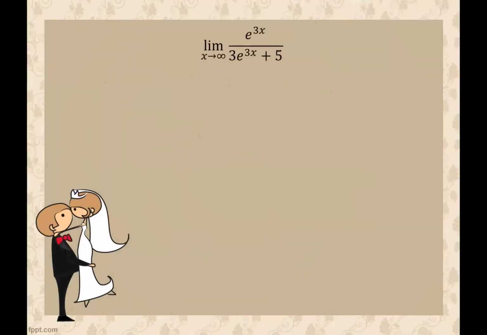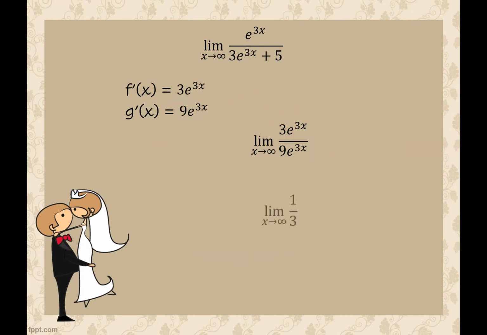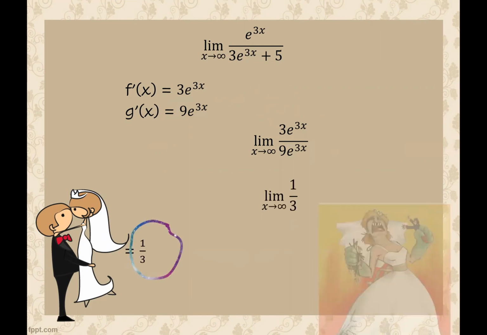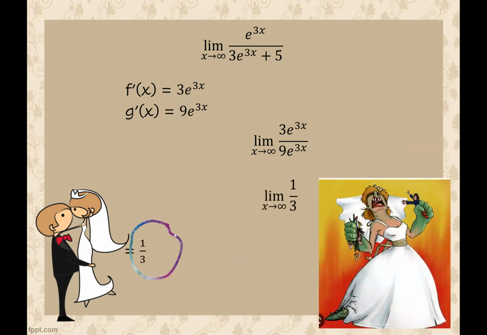All right. Now, got one with infinity. So when we plug in infinity, the numerator goes to infinity, the denominator goes to infinity. So f prime of x equals 3e to the 3x, g prime of x equals 9e to the 3x. That's if we take those derivatives. So we get 3e to the 3x over 9e to the 3x. And notice, the e to the 3x's cancel out. So we're left with 3 over 9, which is 1/3. So the limit is equal to 1/3.